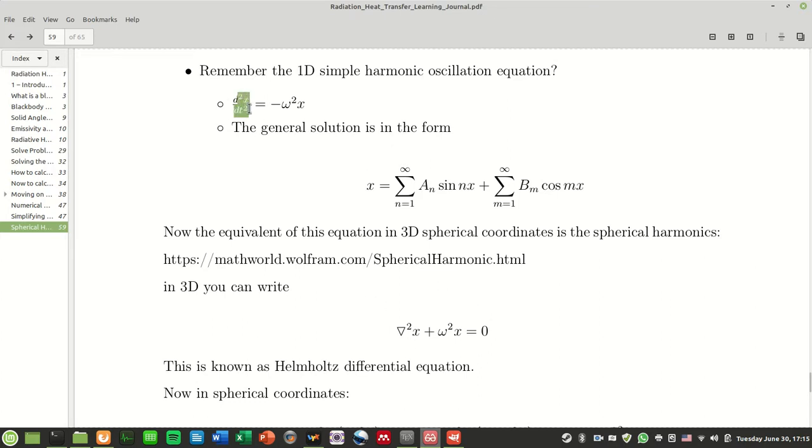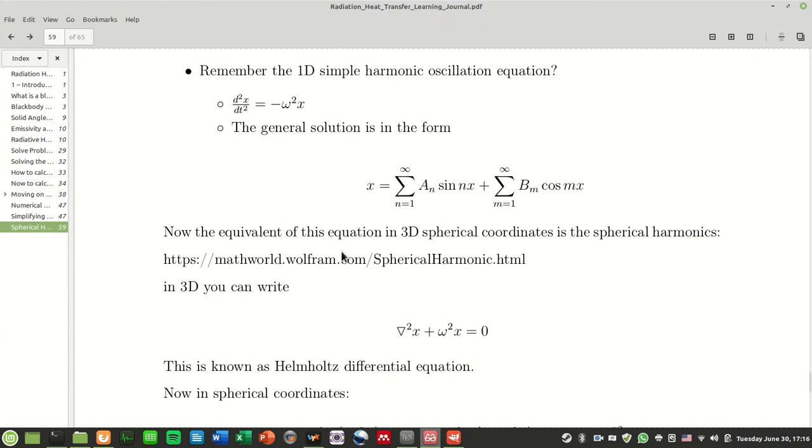So instead of d²x/dt², this is an oscillation in time. You can also have oscillations in position. Usually these are oscillations in position for spherical harmonics, but it can be with respect to time or whatever as well. But usually it's with respect to position that we have this kind of wave going on.